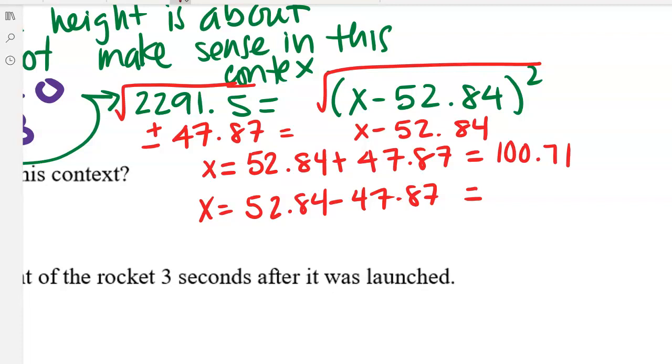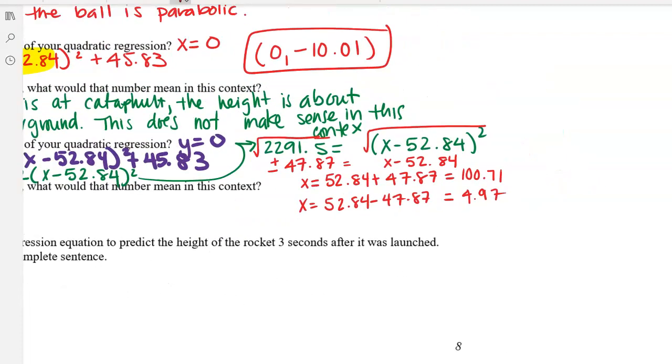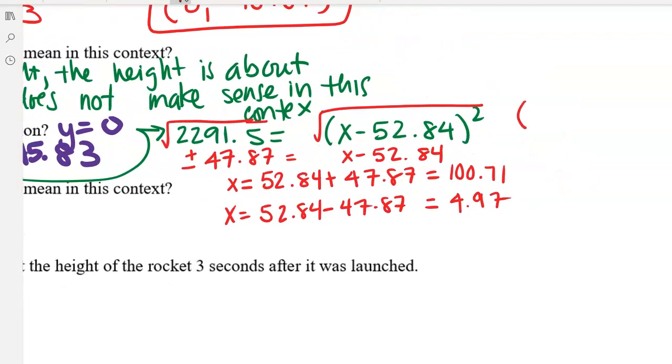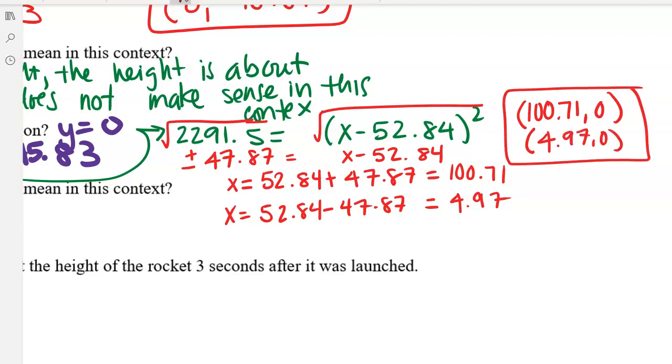Heather? 4.97. Someone confirm, deny? All right, so x-intercept is when y goes to 0, so we'll write it that way: 100.71, comma 0. Second answer is 4.97, comma 0. Box those up. You have 2 answers.